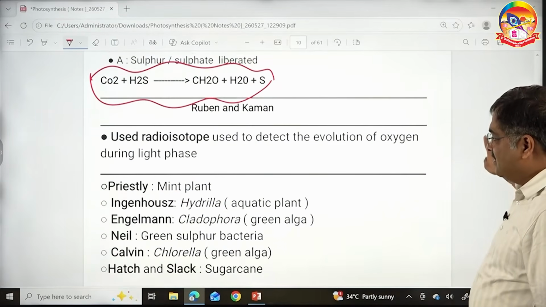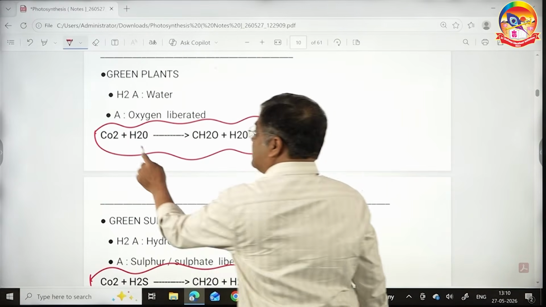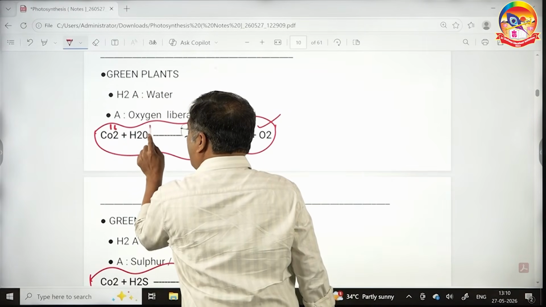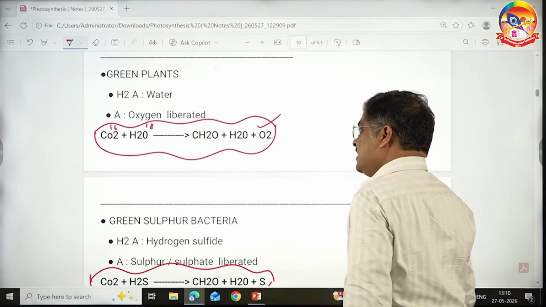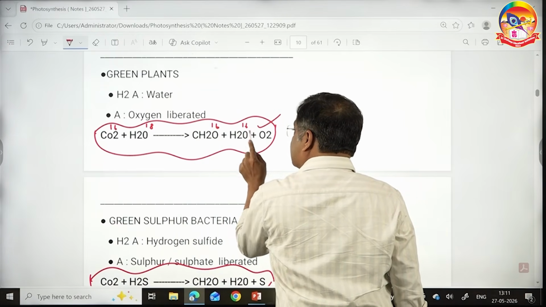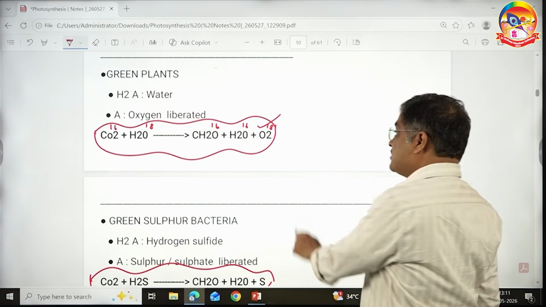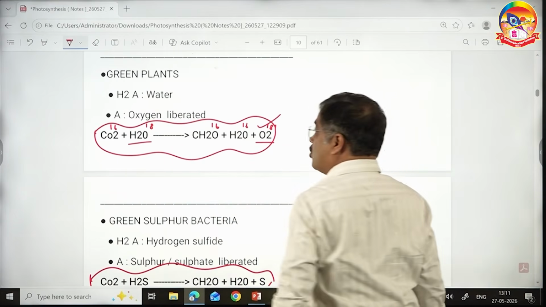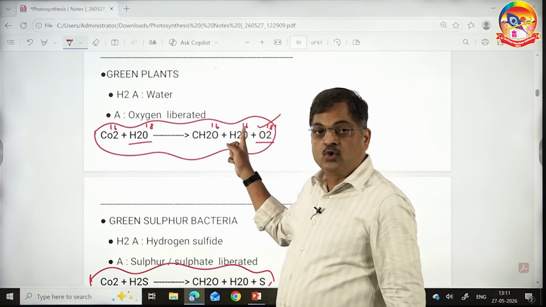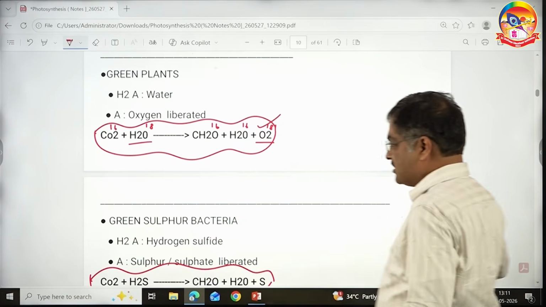Ruben and Kamen, not that important, children. If you look at what he did, he has taken O16 here. He took O18 here. So naturally, this will be O16, this will be O16, and this will be O18. So it's very clear that the oxygen is coming from water, therefore it is O18. Oxygen in glucose and the product water is coming from carbon dioxide, therefore it is O16.